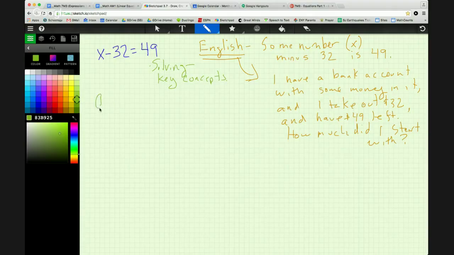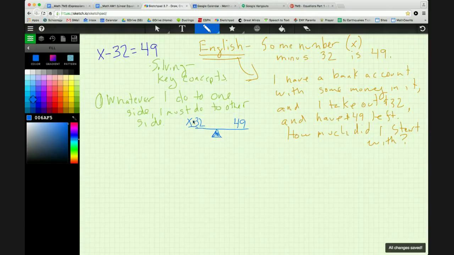Concept number one is that in an equation, whatever I do to one side, I must do to the other side. Just hold on to that thought for a second. If I think of this as a balance, on one side I have 49, and on the other side I have x minus 32.